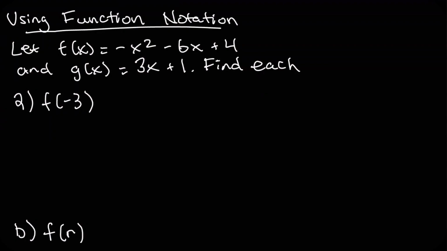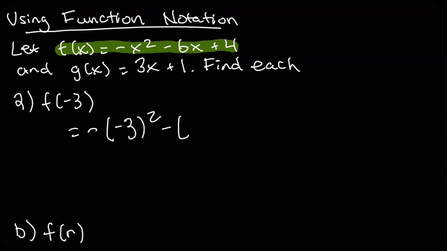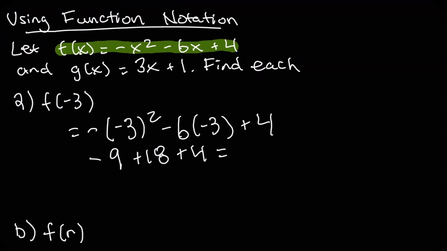We want to find each of these. So f of negative 3, go ahead and find your equation that corresponds with the f. So that'll be this equation, and then go ahead and plug your -3 in. So f of -3 is going to be equal to a negative, and then -3 squared minus 6 times -3 plus 4. And then if we simplify this a little bit, we'll have -9 plus 18 plus 4, which is equal to 13.